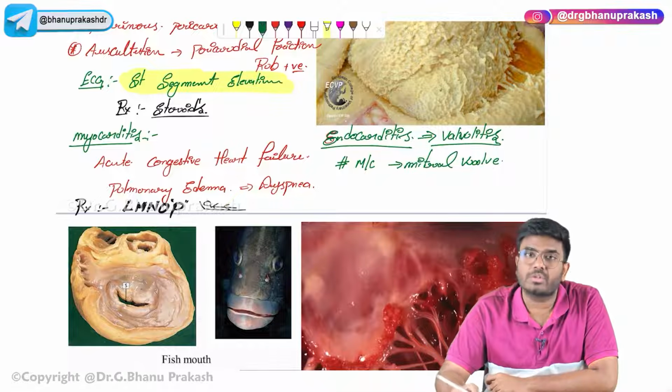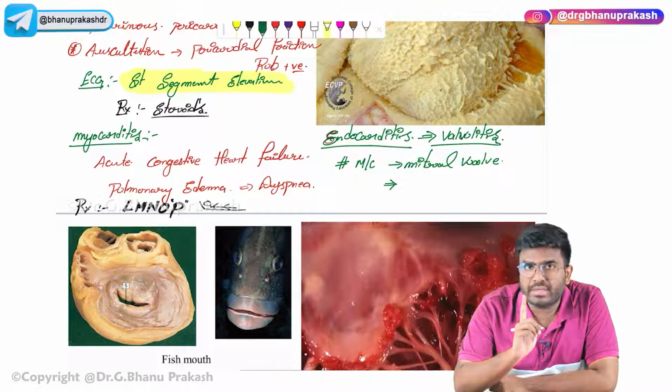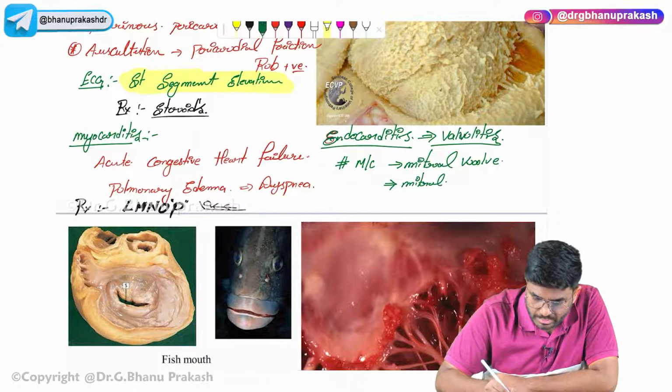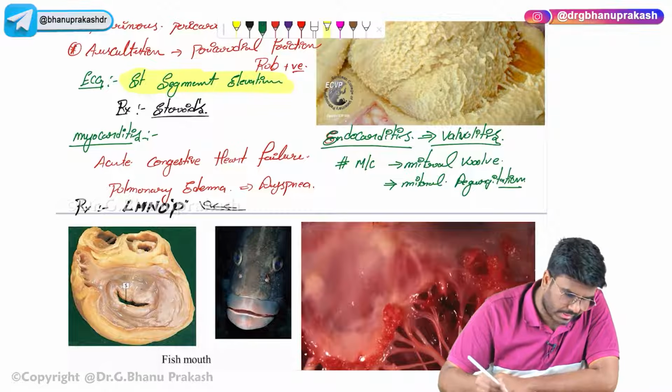Okay, the mitral valve is going to be most commonly affected. That too I have taught you in the acute phase. In the initial acute phase, there will be mitral regurgitation.